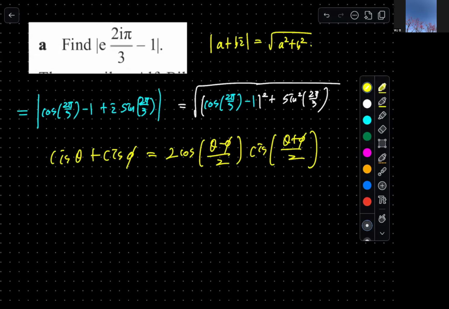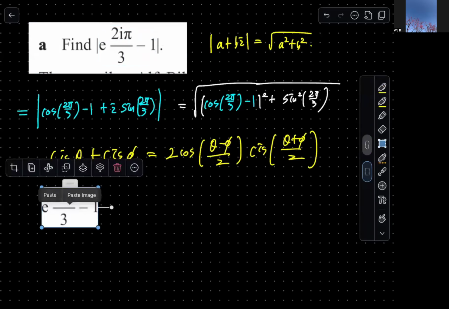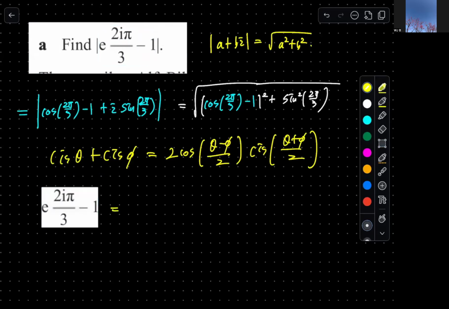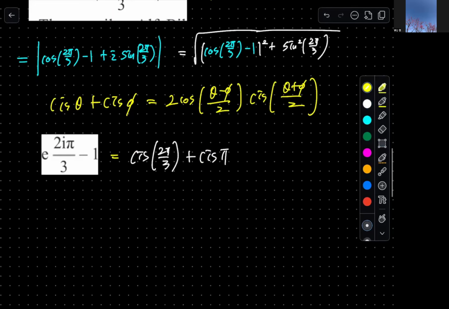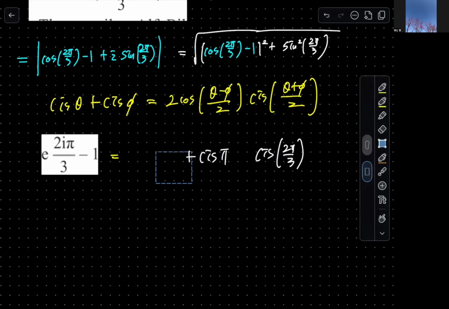And what we can do then is to go back to the complex number that we had. I would consider this as a cis form. So this is going to be cis 2 pi over 3 plus cis pi. And on this one, we can use the formula that we just learned. But for the addition, I can change the order. So I will do that.